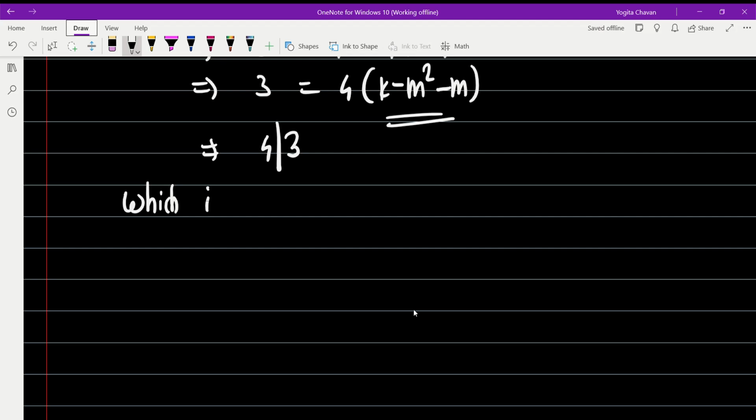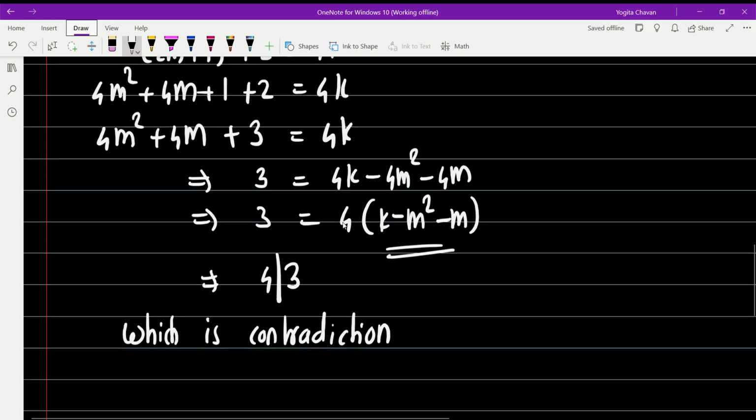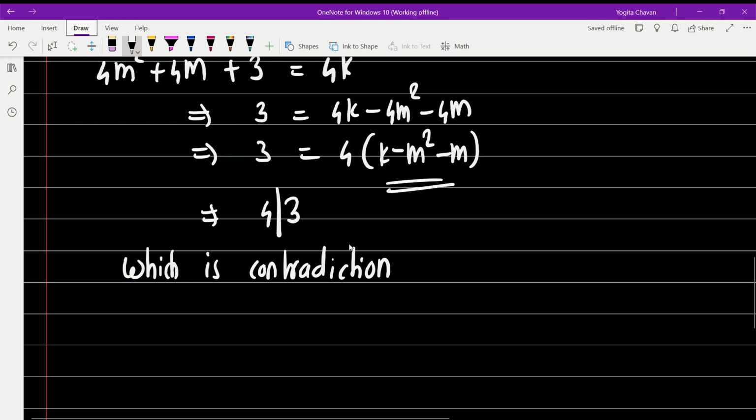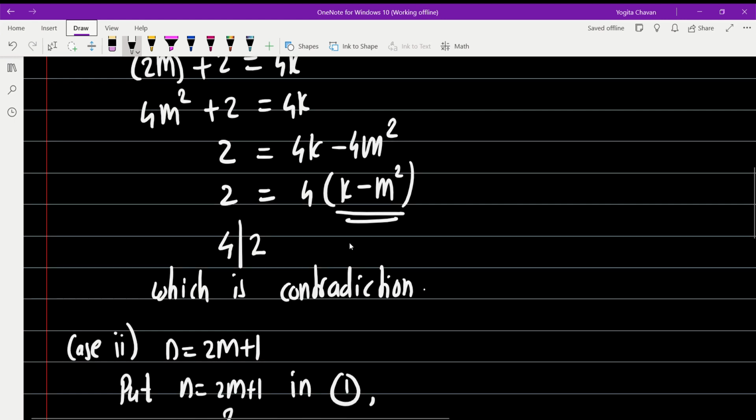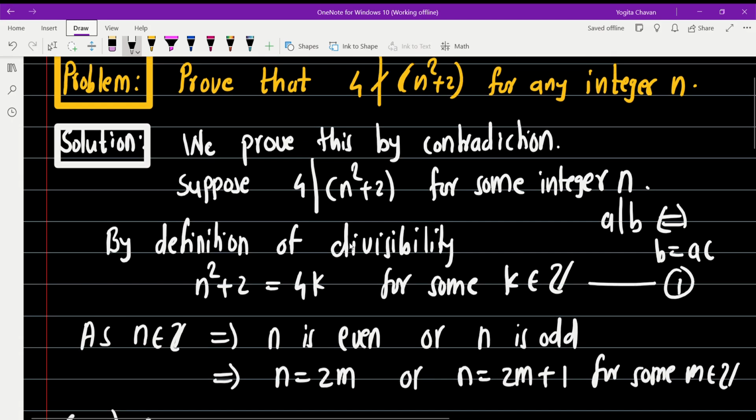Which is contradiction. क्योंकि 4 3 को डिवाइड नहीं करता. 3 is equal to 4 into some integer. ये जो नंबर 3 है वो 4 का मल्टीपल कभी नहीं रहेगा ना. So this is contradiction. So in both the cases we are getting contradiction. Why are we getting this contradiction? Because our assumption, 4 divides n square plus 2, is not correct.